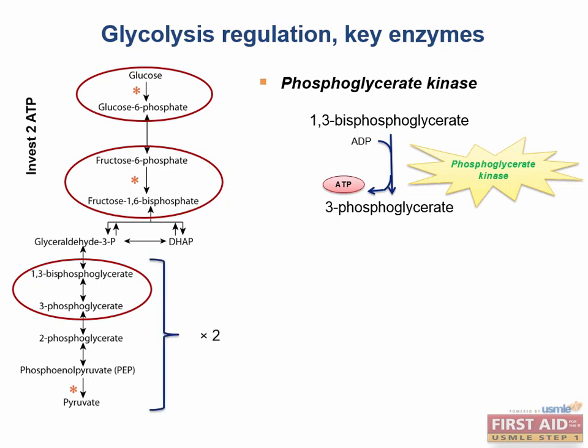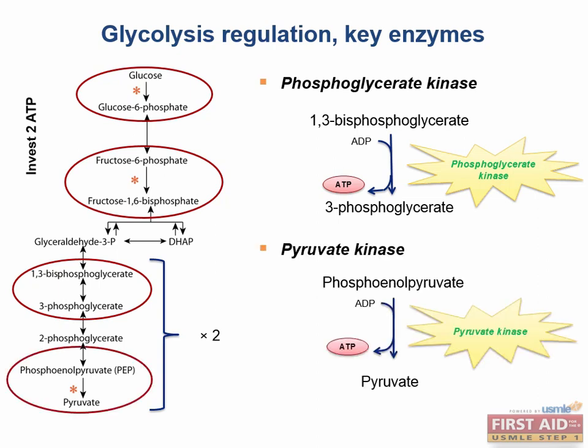This enzyme has to work twice as much as hexokinase and phosphofructokinase 1 because halfway through glycolysis, the glucose molecule is split in 2. These 2 smaller fragments, called glyceraldehyde 3-phosphate, undergo the same reaction to form 2 molecules of pyruvate. Finally, pyruvate kinase converts phosphoenolpyruvate into pyruvate, producing 1 ATP in the process.